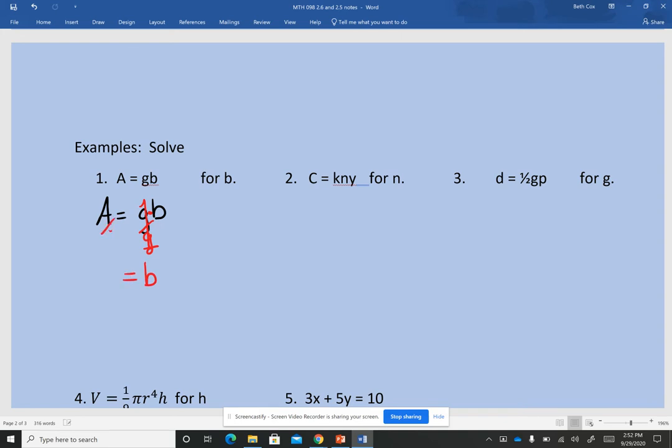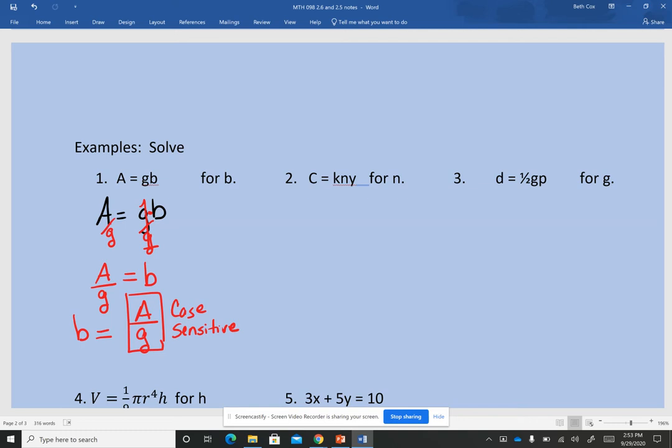What I do on one side, I do to the other. And so a over g. So b is equal to a over g. This is what you're going to type in. Now, remember, it is case sensitive. So make sure that you type in a capital A and a lowercase g.